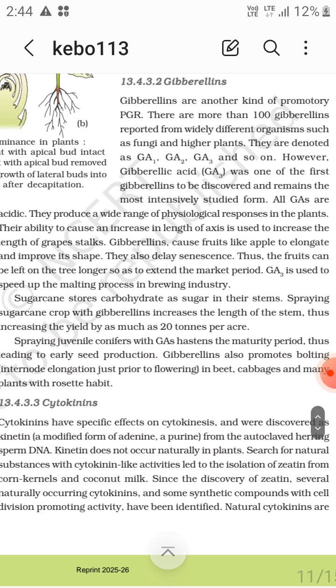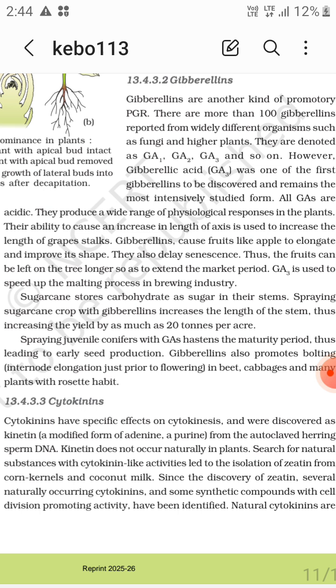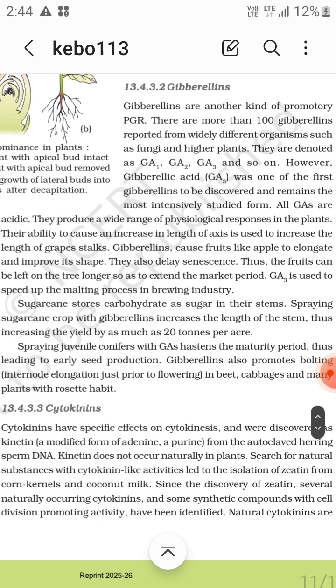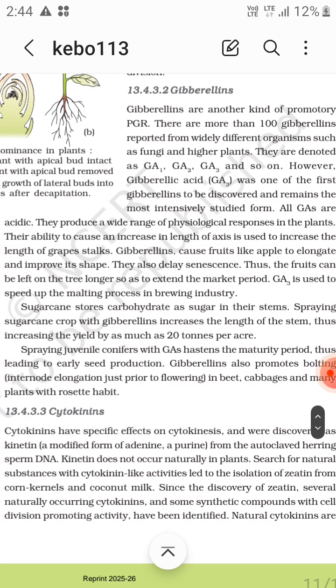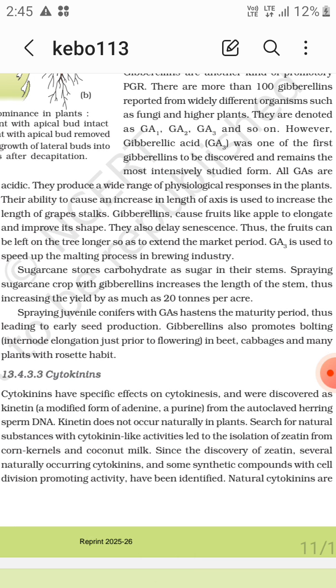Thus the fruits can be left on the tree longer so as to extend the market period. Now GA3 is used to speed up the malting process in the brewing industry. It means in the alcohol industry it can be used to speed up the malting process.